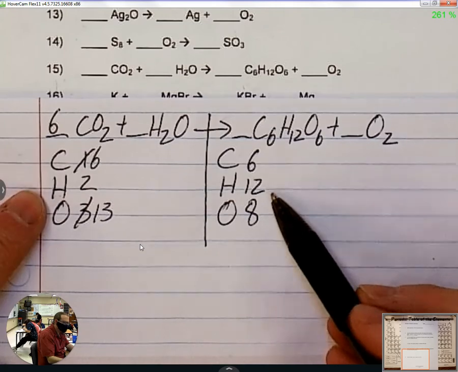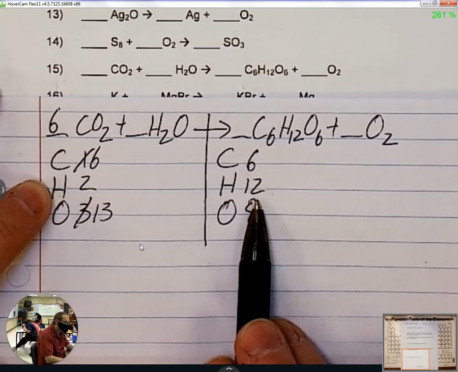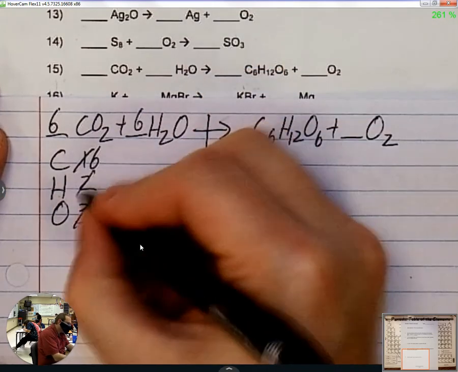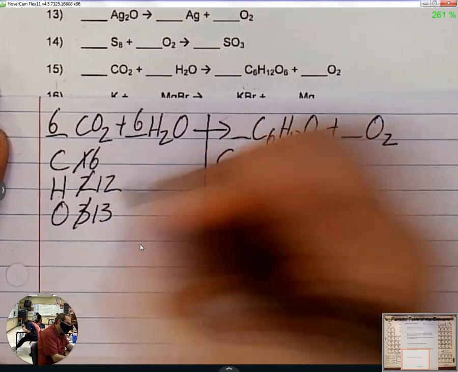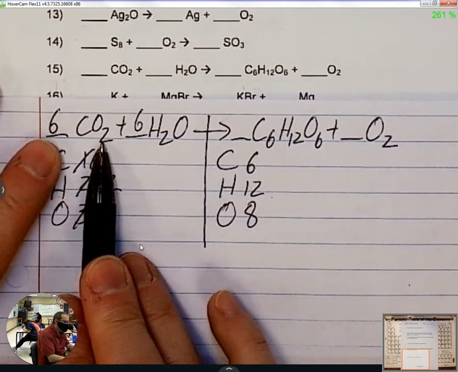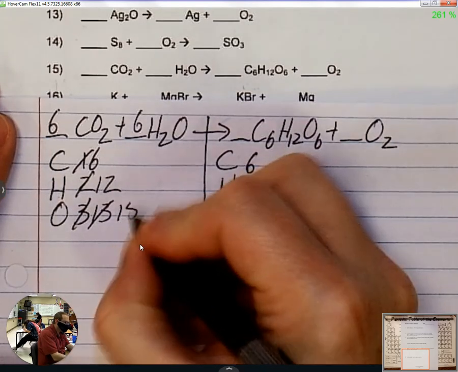Now how about hydrogen? Who needs more, left or right? Okay, so there's hydrogen. He comes in packs of 2, and I need 12. So what goes here? Another 6. So that gives me 12 hydrogens. Recount my oxygens. I had 2 times 6. That makes 12. Plus another 6. That makes 18.